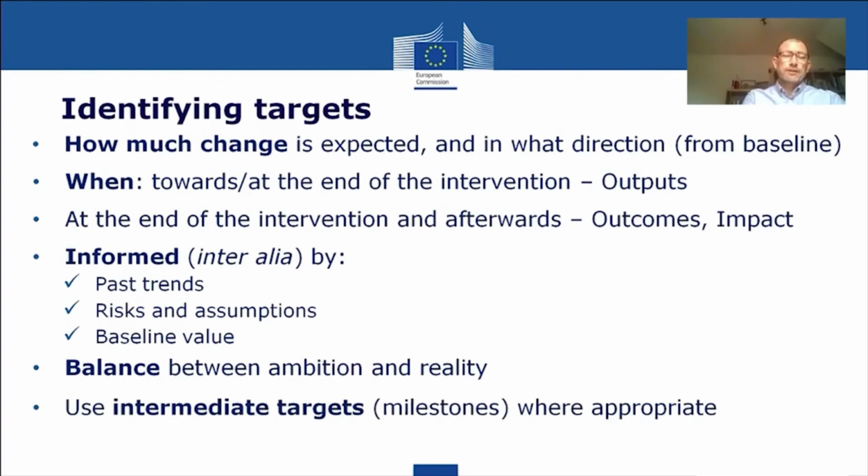Just one final point is about the use of intermediate targets. Set milestones, especially for outcomes and impact, because these processes can take time. If you just set a target value in 2025, that means you've got to wait 5 years to actually find out whether you've achieved that target value. So it makes sense at least halfway through to set a milestone, say half of the target value for 2022 or 23, because then you can check whether we are moving generally in the direction we expect to achieve this outcome or this impact.